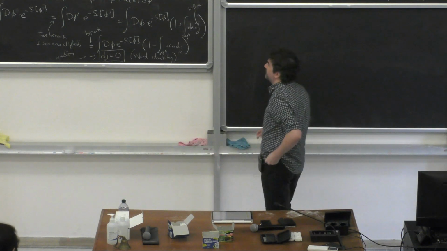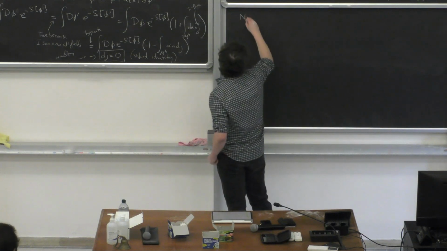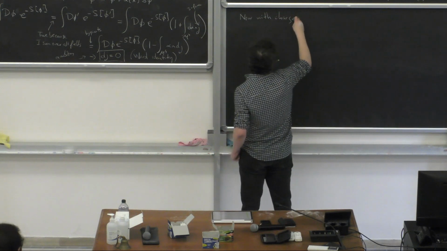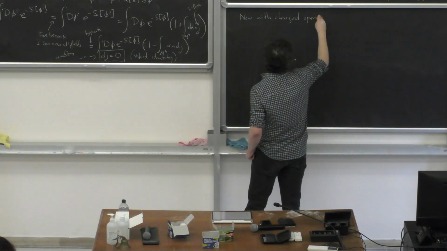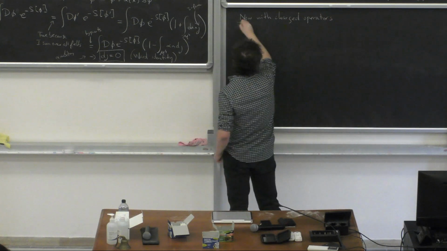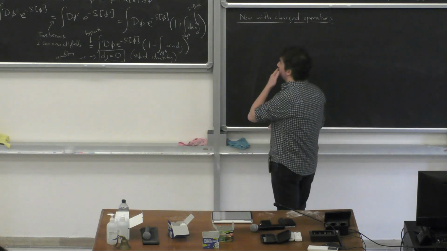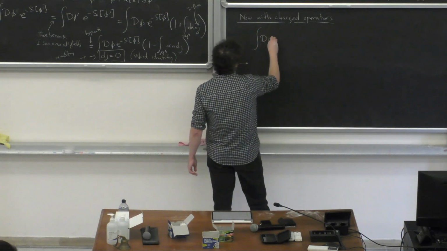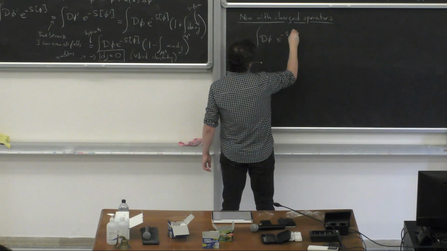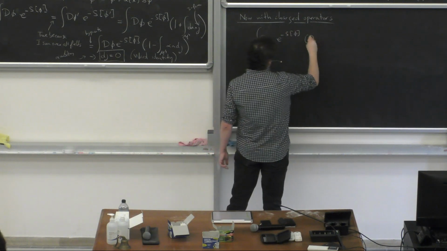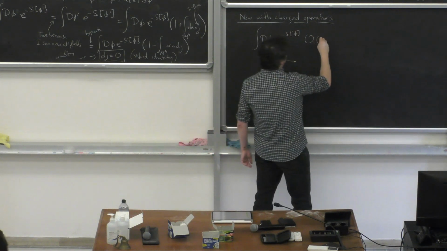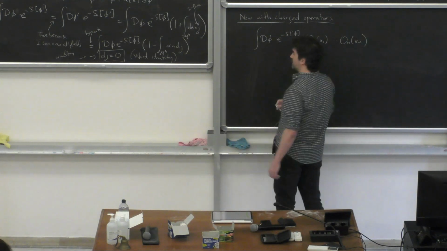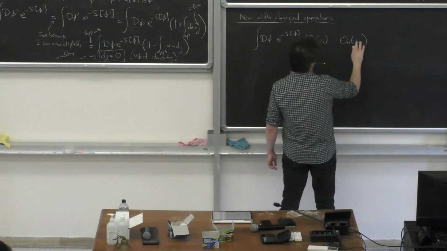Right, so say that we have now charged operators. So let's say that we have the same path integral of d phi, some action, and then some operators that I insert at some points. I'm going to call these points y1 to yn.